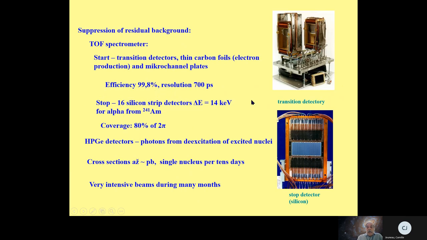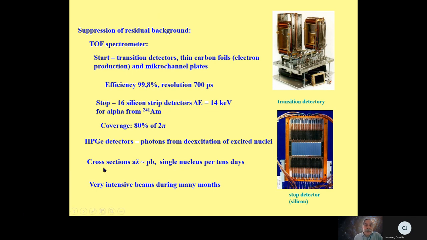Okay. And as I said, around there are these alpha detectors, and these detectors were silicon detectors, silicon strip detectors, which are semiconductor detectors, which have a resolution of about 14 keV, very nice. And coverage was about 80% of the whole angle. They also used germanium detectors for detection of gamma photons, which are produced by the de-excitation of excited nuclei, and it is also possible to use them for identification.